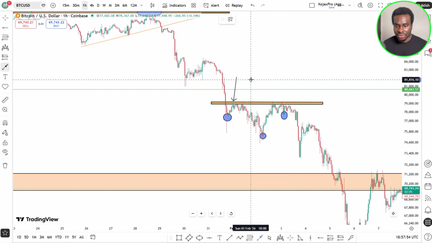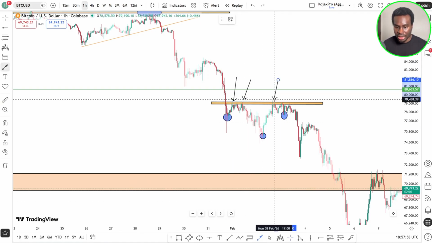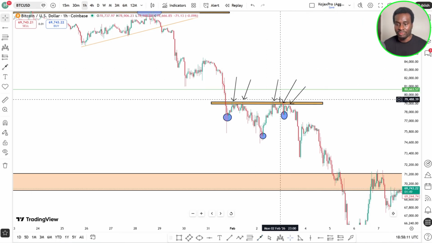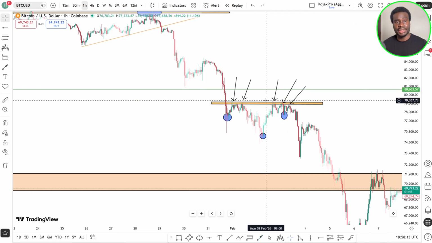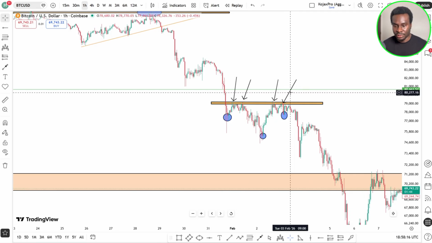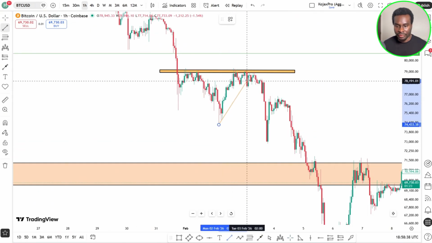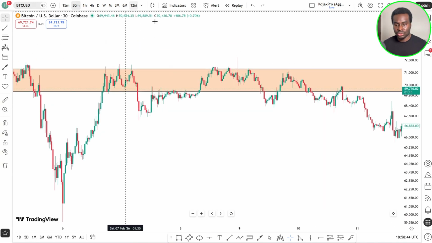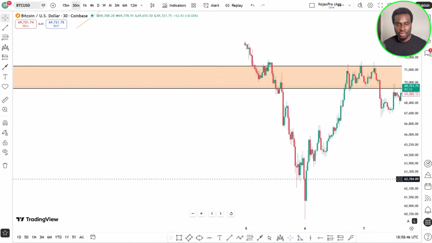So this is the first reaction, this is the second reaction, this is the third reaction, and then this is the fourth reaction, and an eventual fifth reaction. So we have 5 reactions here, and the market failed to break this level. Now, after all that happened, we draw a trend line right about here. We'll now scale lower as well to the 30 minutes to see exactly how to capitalize on that trade.